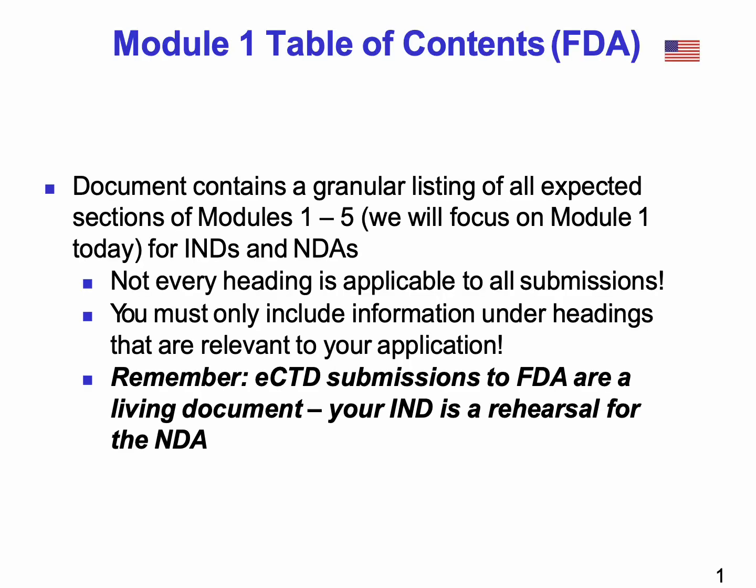Now, when we look into the USA, we can see that these are documents that contain a granular listing of all expected sections of modules 1 to 5. Obviously, as I already mentioned, I'm going to focus on module 1, and these are all applications used for investigational new drug or IND and for new drug applications or NDA. Obviously, we also have supplementary new drug applications. We also have abbreviated new drug applications, but they're all different submissions that we can create and submit to FDA in the USA. Now, don't forget that not every heading is applicable to all submissions.